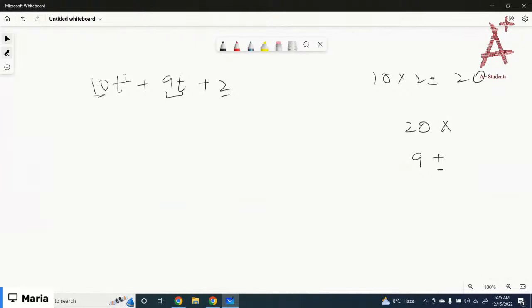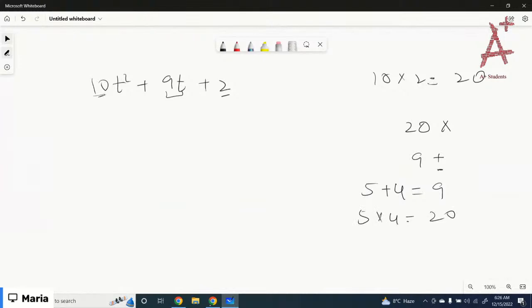Got it? Because all the signs are positive, the two numbers must be added. Which two numbers when added make 9 and when multiplied make 20? 3 times 3 is 9, but when you multiply them, they don't make 20. 5 and 4. 5 plus 4 makes 9 and 5 times 4 makes 20.